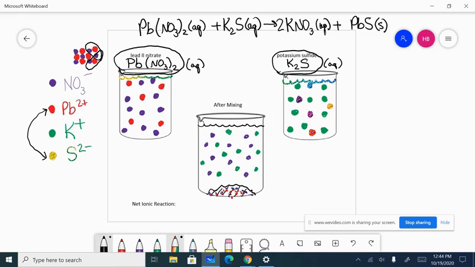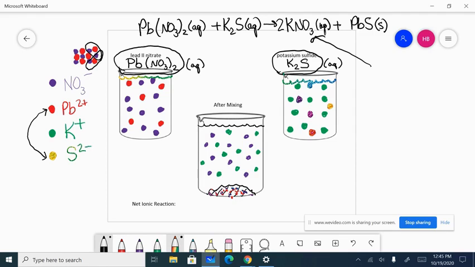So lead was plus 2 ions floating around solution and now is part of a solid. Nitrate was aqueous ions floating around in solution on the reactant side, and they're aqueous ions floating around in solution on the product side. Those did not change, so they are considered spectator ions. Potassium was aqueous plus 1 ions floating around solution on the reactant side, and is aqueous plus 1 ions floating around in solution on the product side. Also did not change, are spectator ions.